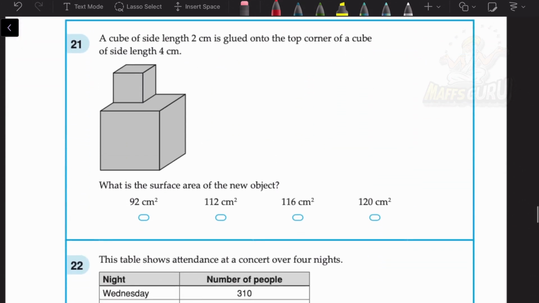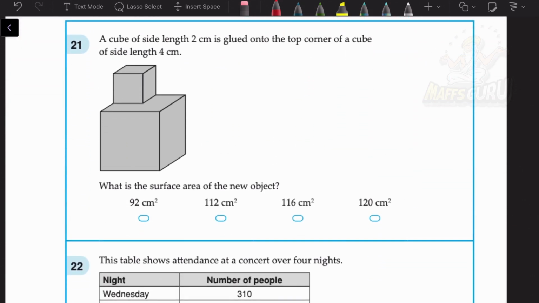Question 21, a cube of side length 2 centimeters is glued onto the top corner of a cube of side length 4. So that's 4 and 4, and that's 2 and 2. What is the surface area of the new object? Wow. So what I tend to do here is work out the surface area of each of the cubes, and then realize that when they're stuck together, I'm going to have to take away that area twice, if that makes any sense. So let's deal with the big cube first.